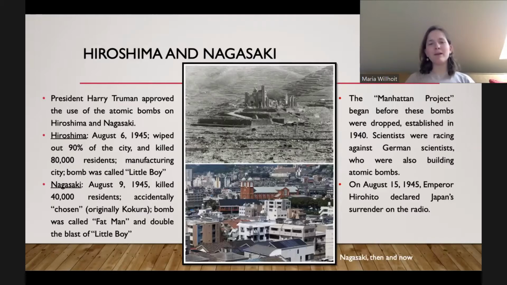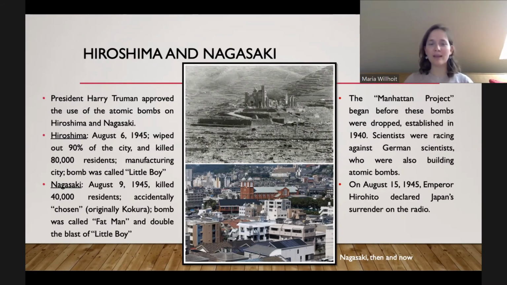But again, as I said, America did not end the war through a battle. It ended the war through the atomic bombs. It was Harry Truman, our president, who approved the use of the atomic bombs on the cities of Hiroshima and Nagasaki. Hiroshima came on August 6th, 1945.